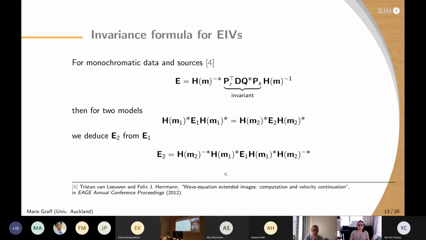Another nice framework or application of this representation for image volume is that we can design an inversion formula. This means that if I have performed everything for one specific model and I want to recompute the image volume for another model, I do not need to redo all the computation. I can just use the inversion formula to swap from one model to another, because we have those relations here, which help moving from one model to the other.